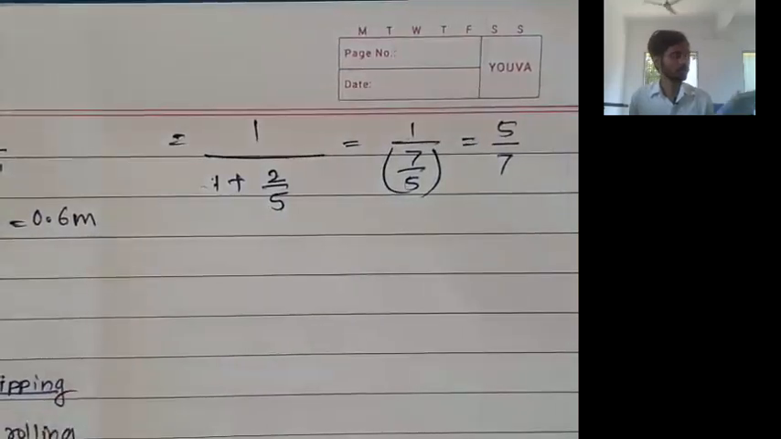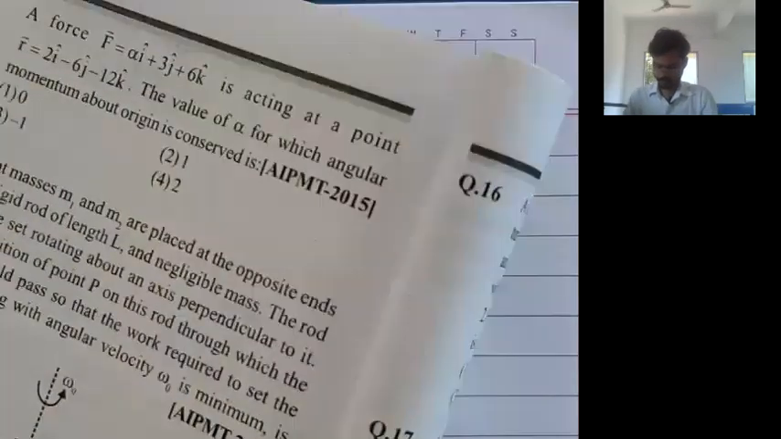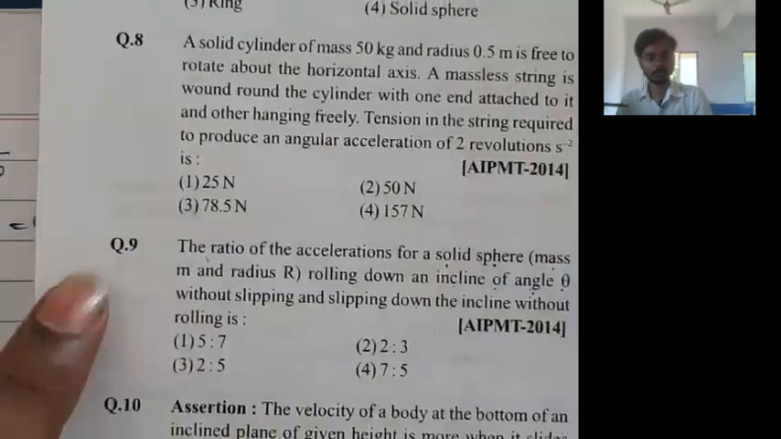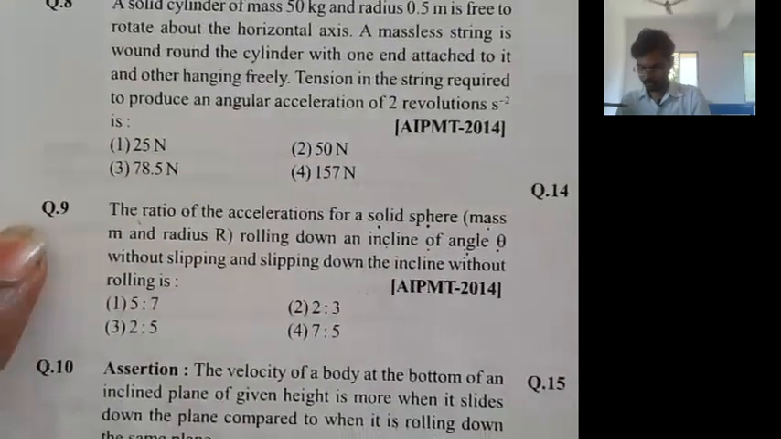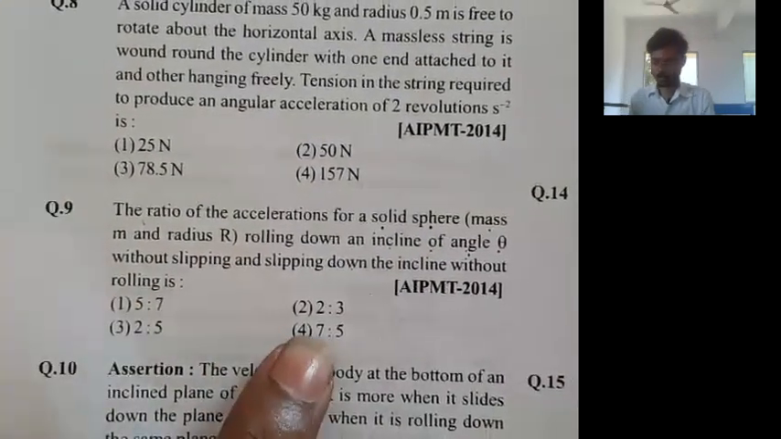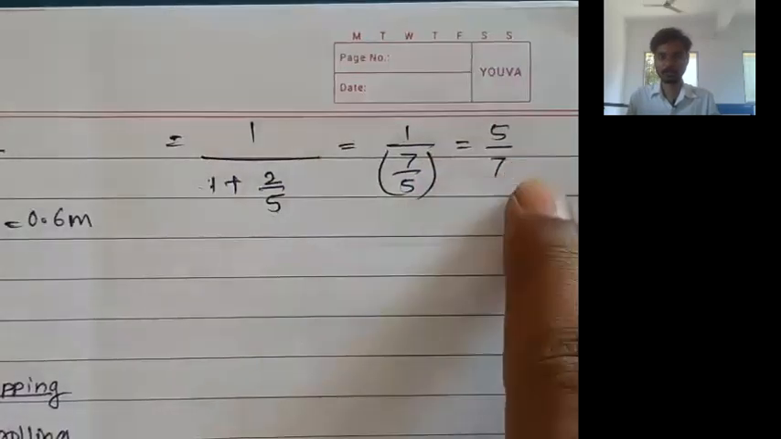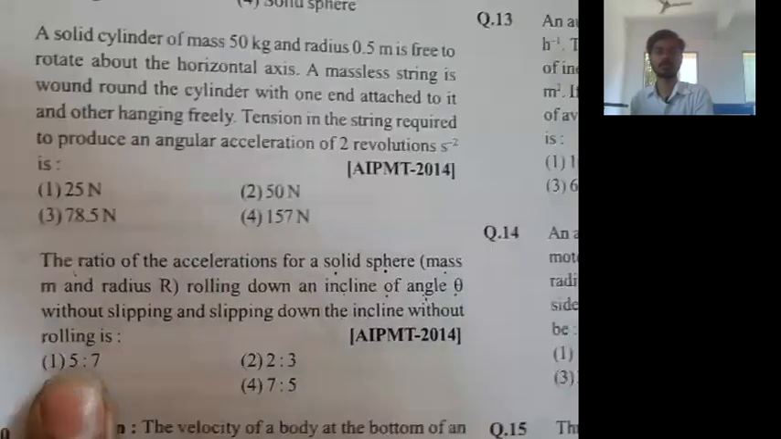Now without calculation, first observe what the options are. Question number 9: 5 is to 7, 7 is to 5. Which is the correct option? 5:7. Okay, is this question clear to all of you? Reply to me in the chat box.